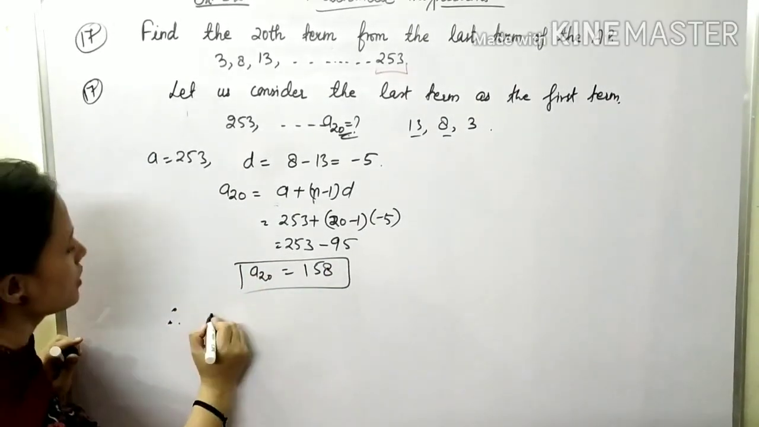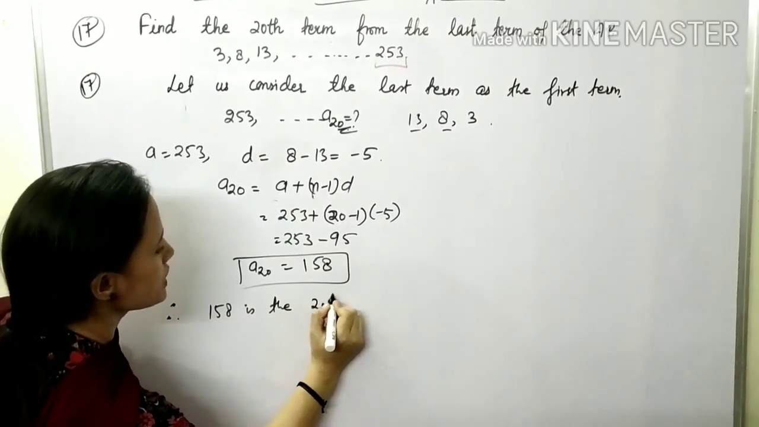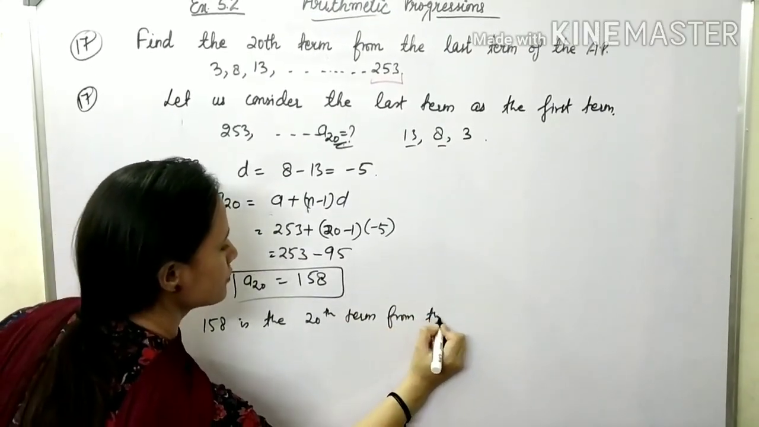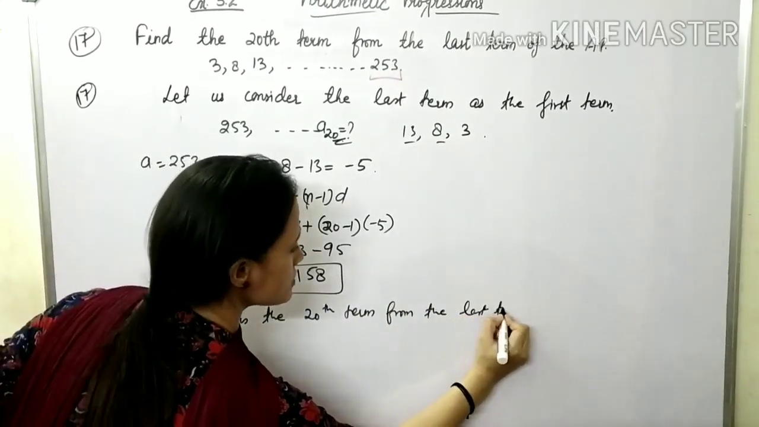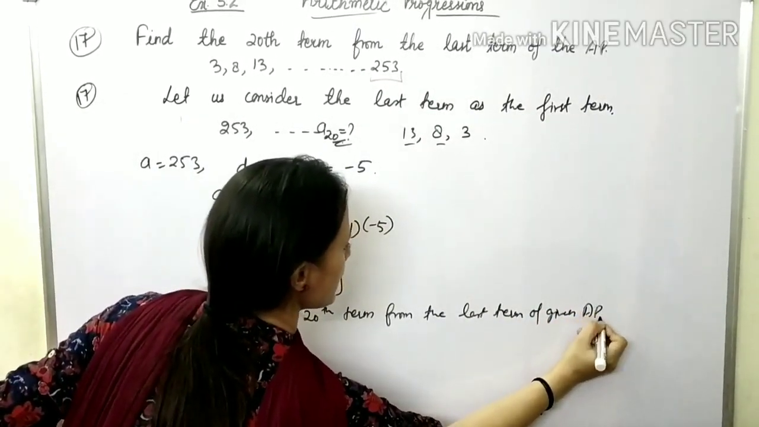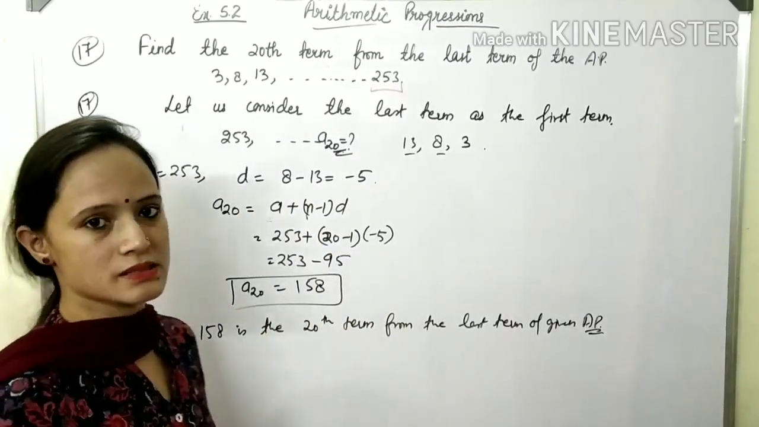Therefore, 158 is the 20th term from the last term of given AP. So this is a particular case where you need to consider the last term as the first term.